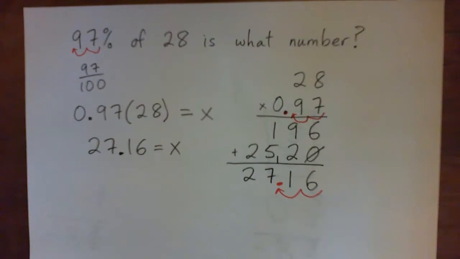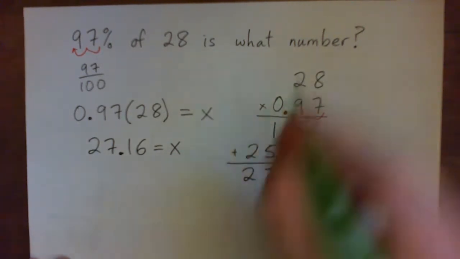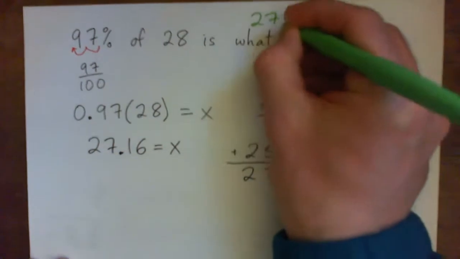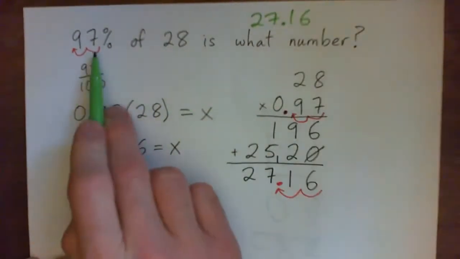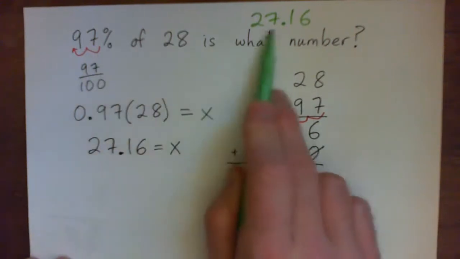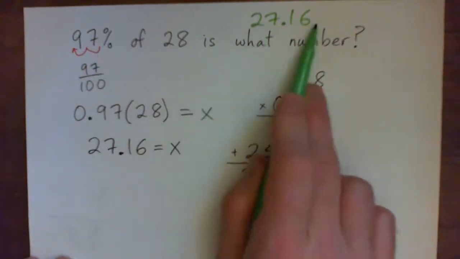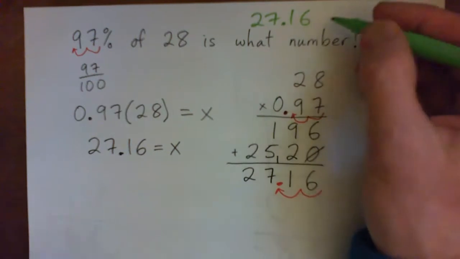Just pause and see if that makes sense to you. If I took 27.16 and I put it here, 27.16, would this sentence be reasonable? 97% of 28 is 27.16. Is that reasonable to you?